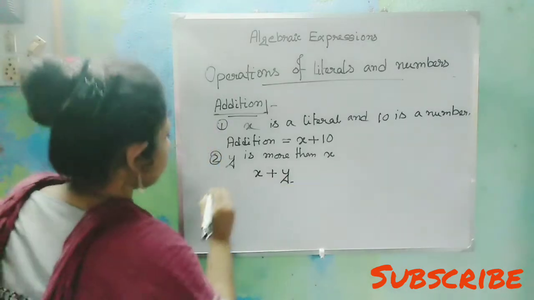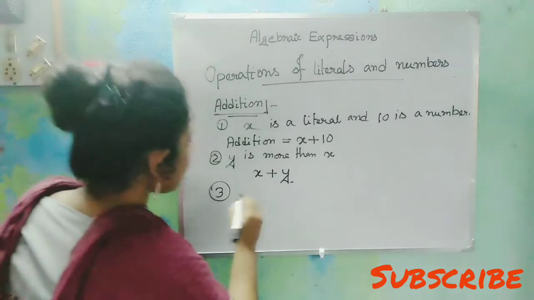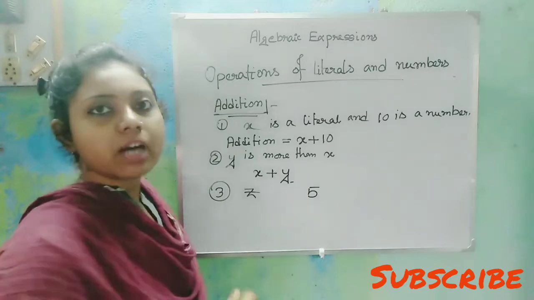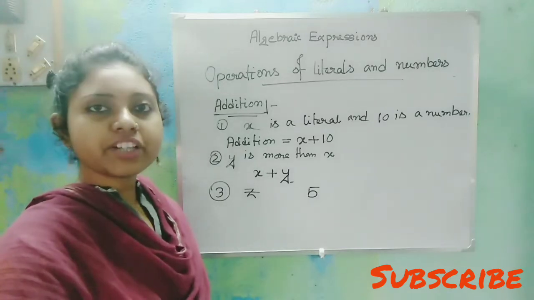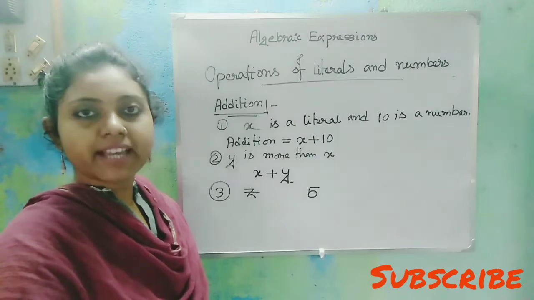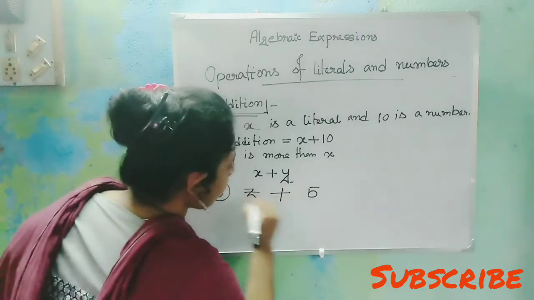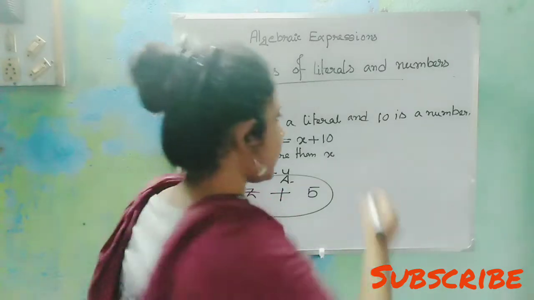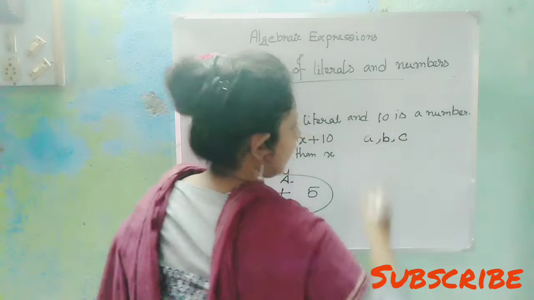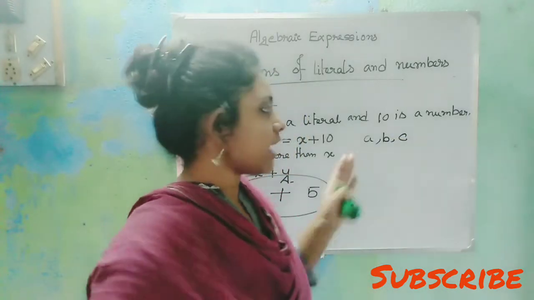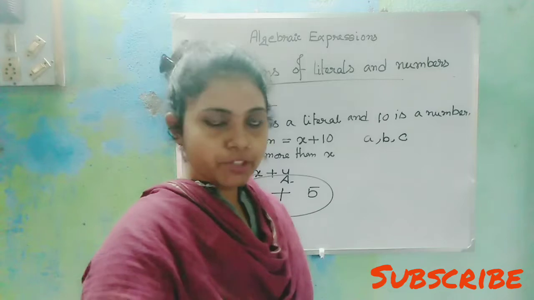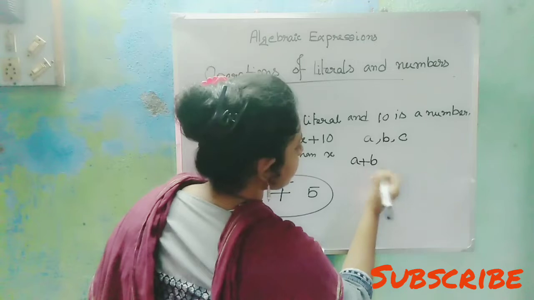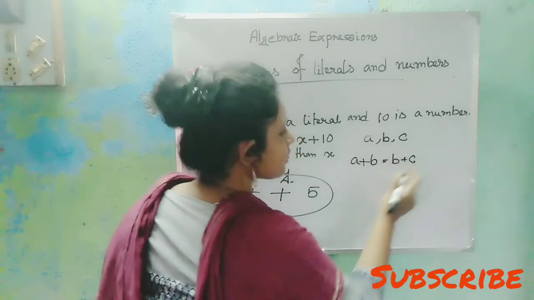So next example. Suppose z is a literal and 5 is a number. So what is the addition of z and 5? The addition of z and 5 is z plus 5. Mind it, any letters A, B, C are also literals because they are also letters and they represent numbers. So for any literals A, B, C, A plus B equal to B plus A.